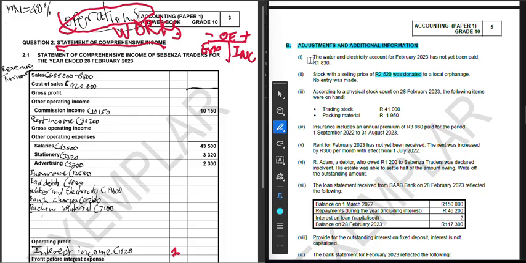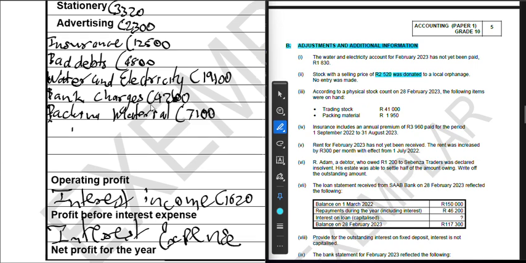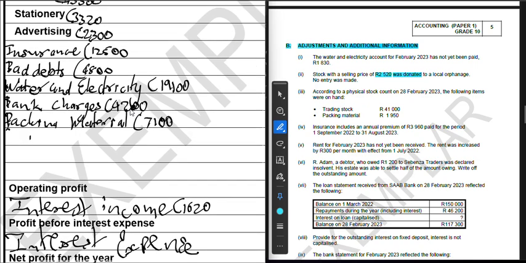The first additional information here says that the water and electricity account for February 2023 has not yet been paid for. So we paid for the whole year, except only for February. So we come back here, we look at our information, we see that there's water and electricity. Now we need to pay this water and electricity, right? Water and electricity that we already have for the rest of the year was 19,100, but for February it was not paid. So therefore we are going to add that amount of 1,830. So we're going to say plus 1,830. We are done with that transaction.